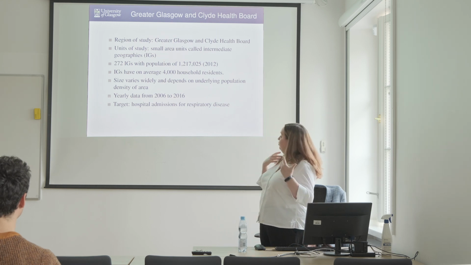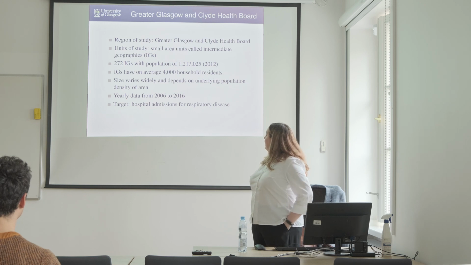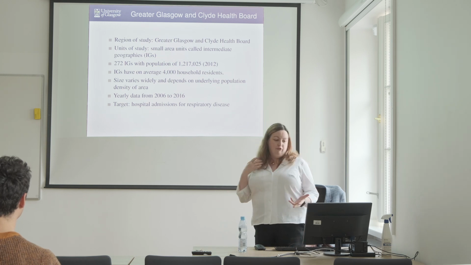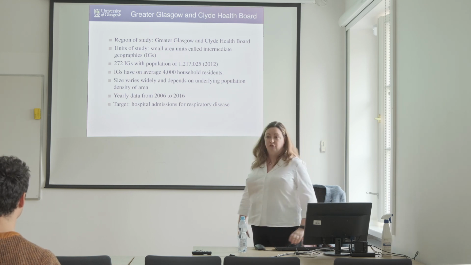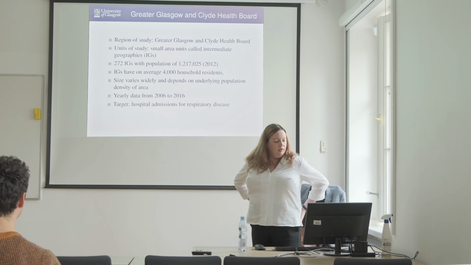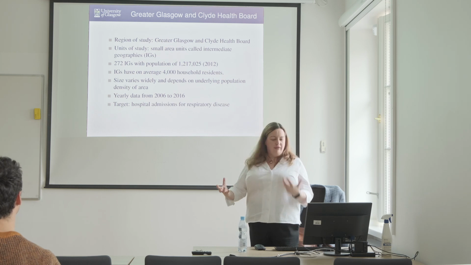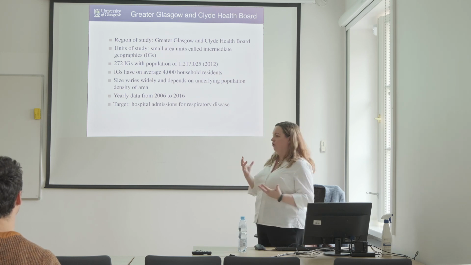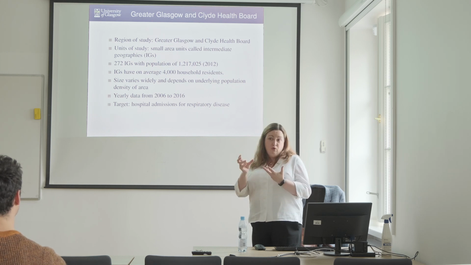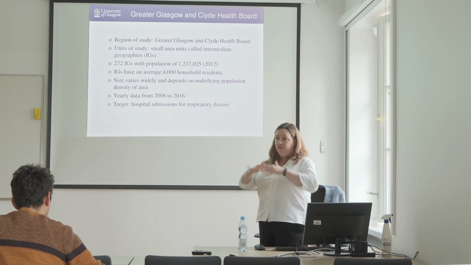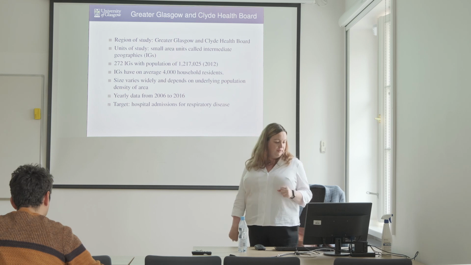Within Greater Glasgow, the area is split up into 272 of these intermediate geographies. Greater Glasgow covers a population of about 1.2 million, so out of Scotland's 4.5 million, that's quite a large proportion. It's the biggest city. The intermediate geographies were designed to have roughly 4,000 residents on average. So in urban areas, the area needed to capture that is quite small, while in rural areas it becomes much larger. So there is a variation in size in terms of these regions.